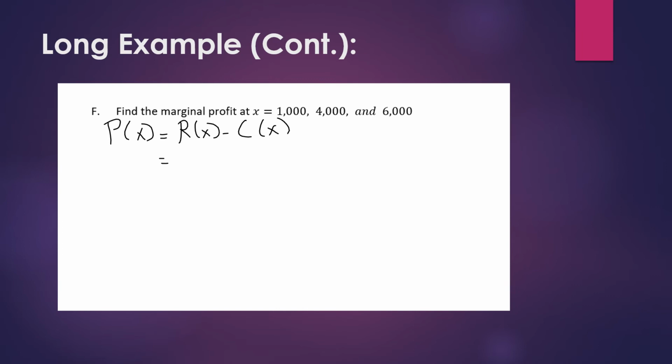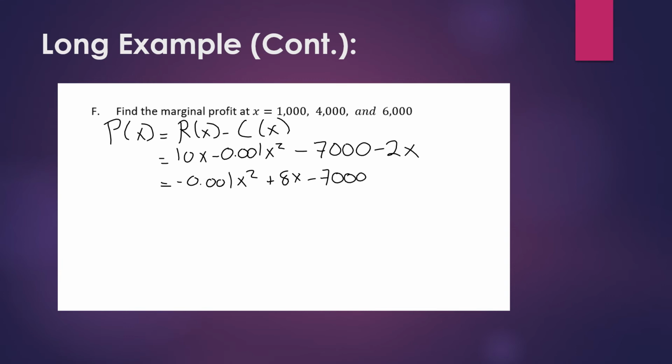So we've got to recall that our revenue is 10x minus 0.001x squared, and our cost was 7,000 plus 2x, but because I'm subtracting cost, it's going to be minus 2x. So this is my profit. I can clean this up a little bit. I'm going to write the x squared first, so it's 0.001x squared. 10x minus 2x is going to be plus 8x, and then minus 7,000. This will look familiar from when we were about to use the quadratic formula. All the signs changed, but that's because when I did the quadratic formula, I was doing cost minus revenue. Here it's revenue minus cost, so the signs changed. But this is my profit function, this is my P of x.